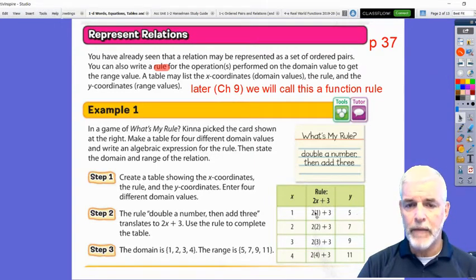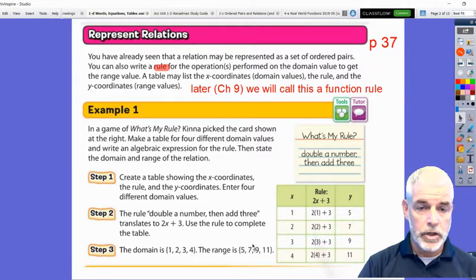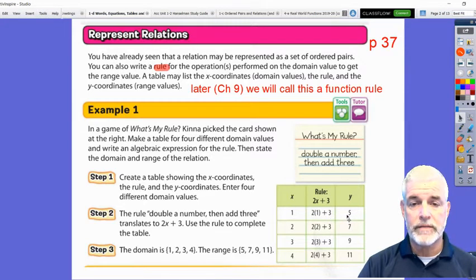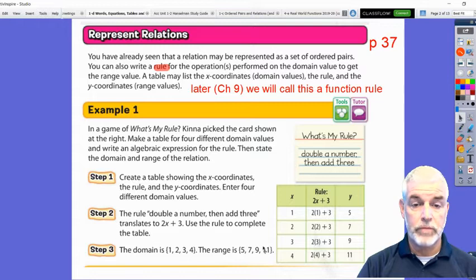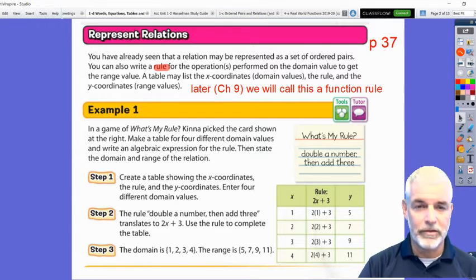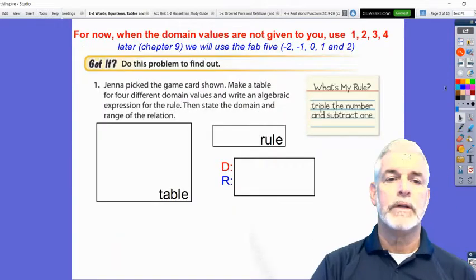And then that will give you the output. So your input value goes into the rule and you get your output. Okay, so 2 times 1 plus 3, use the order of operations here, that's 5. If you put a 2 in, you get 7. Put 3 in for x, you get 9 for y. Okay, you build your table that way. And then, of course, that gives you your domain, which is 1, 2, 3, 4, the numbers you picked, the inputs, and the range of 5, 7, 9, and 11 in set notation with squiggles, braces. All right, so got it?